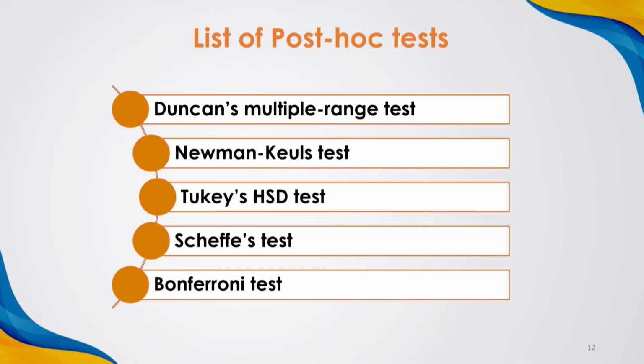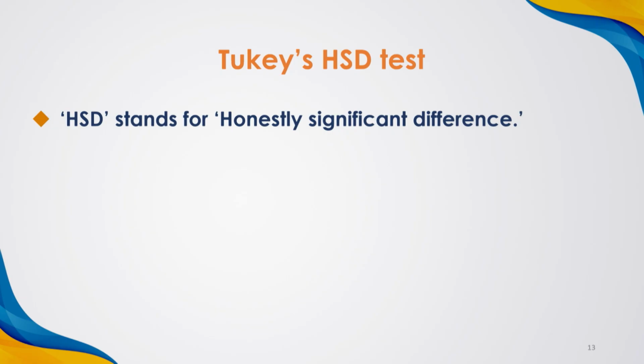So, these are the techniques of post-hoc comparison. The first one is Duncan's multiple range test, second one is Newman-Keuls test, next is Tukey's HSD test, Scheffe's test, and the last one is Bonferroni test. Using all these techniques, one can perform a multiple comparison to see which means are different from each other after the one-way ANOVA has proved to be statistically significant. So, let us begin with Tukey's HSD test.